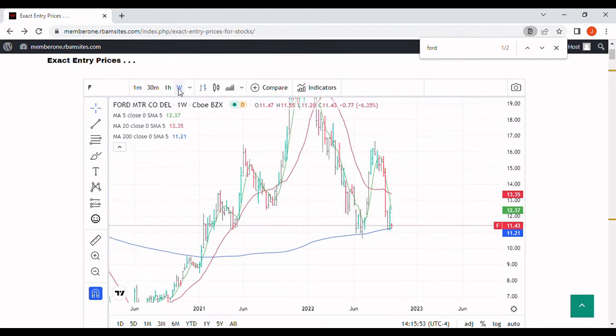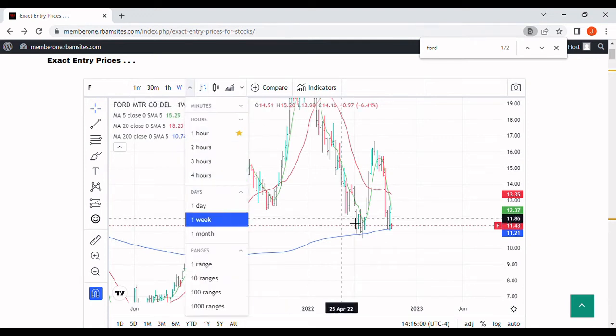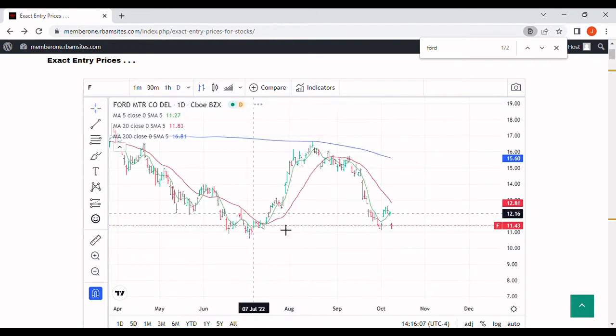I'm not in the habit of picking a falling knife, but it doesn't look great for Ford, and it's got to hold that position, that low that it put in here, $10.61, because if it doesn't, it's going to be a free fall for Ford, I think.